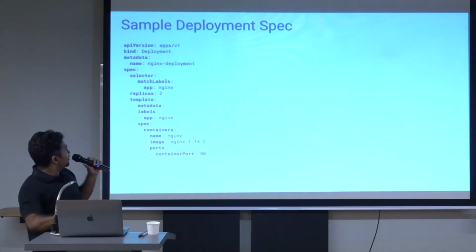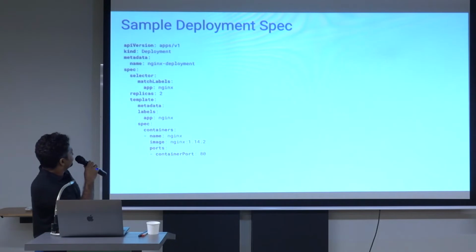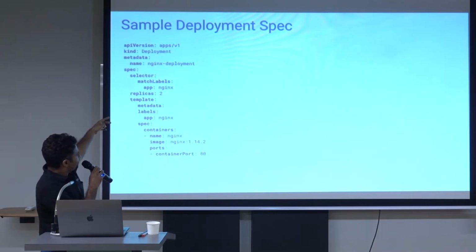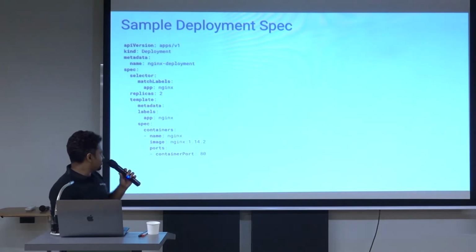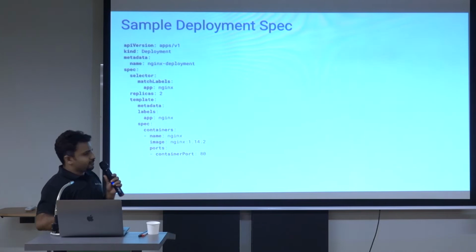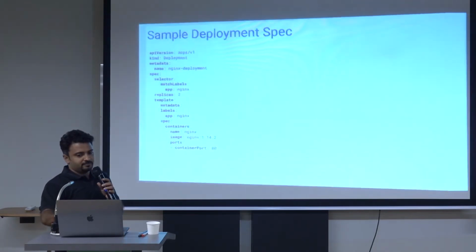This is a sample deployment spec. You can see, initially the kind is Deployment, and then matchLabels specifies the pods that this deployment looks after, and then this template is the pod template. You can see the label there, and then in the spec you can see the containers that it's going to start. So this is a sample deployment spec.